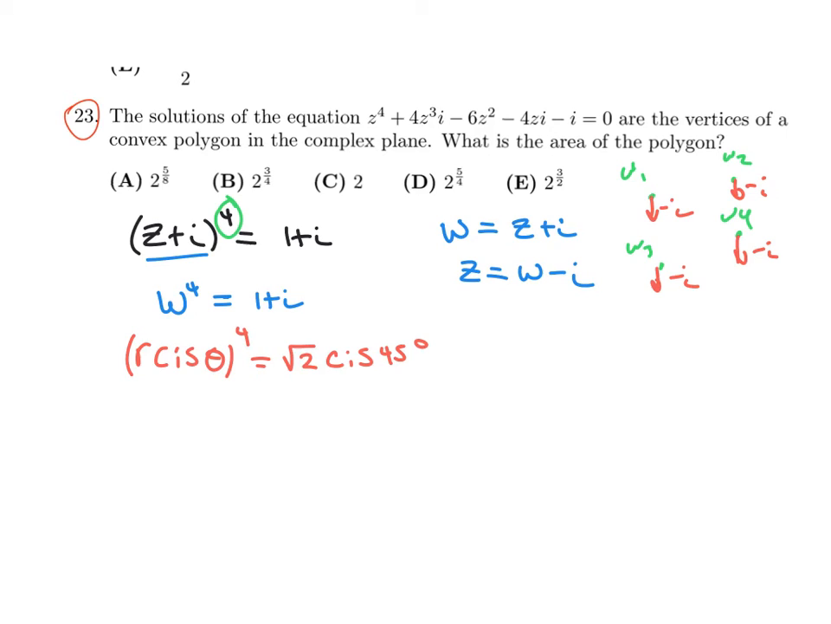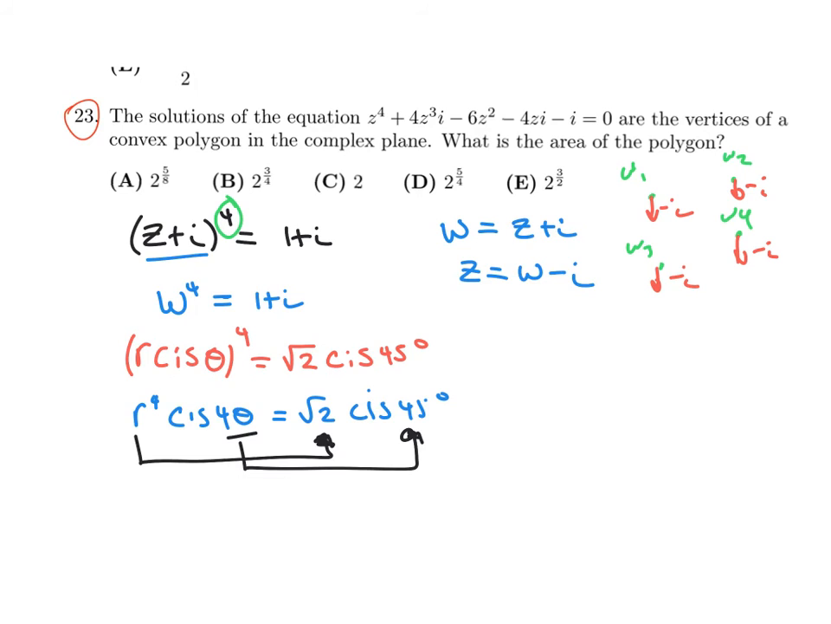And this, using de Moivre's theorem, becomes r to the fourth cis 4 theta equals root 2 cis 45 degrees. Okay, and then real parts have to match with real parts, imaginary parts with imaginary parts, r values match with r values, and angles or arguments match with arguments. So I have r to the fourth equals root 2, telling me that r is root 2 to the 1/4, which you can rewrite as 2 to the 1/8.